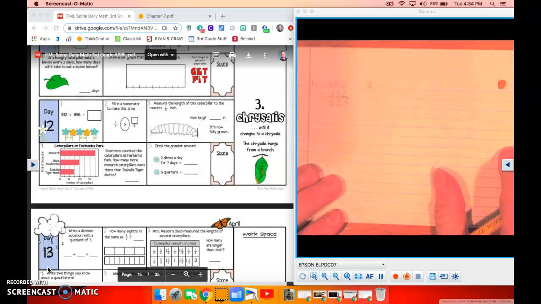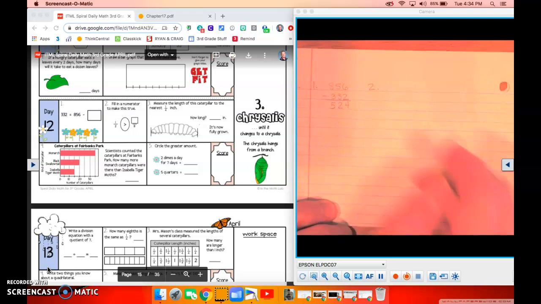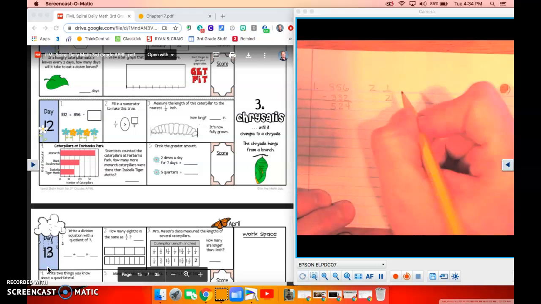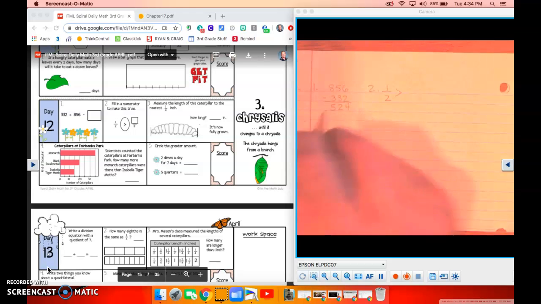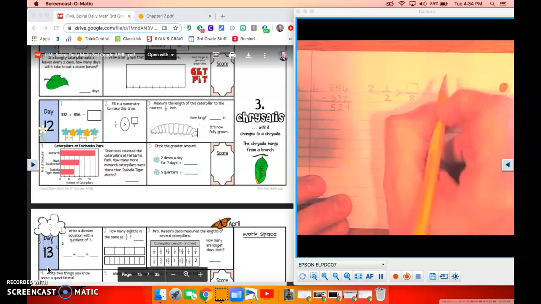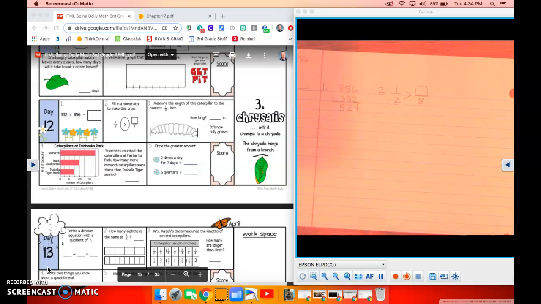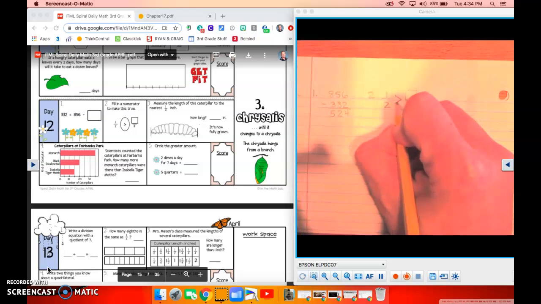Number 2. Hey, here we are with numerators, denominators, and fractions again. Good stuff. Fill in a numerator to make this true. 1/2 is greater than something over 8. Well, let's think about what half of 8 is.